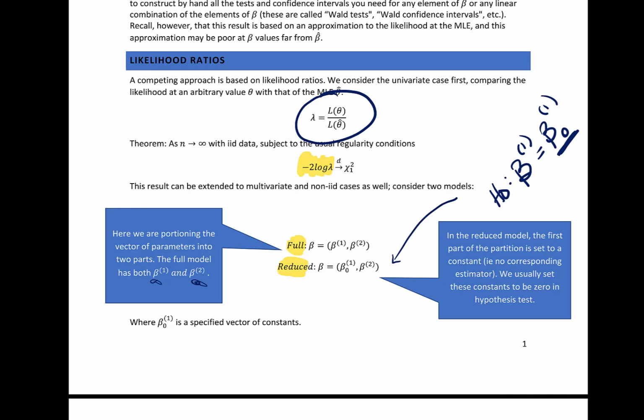0 is the most common one because when we think of hypothesis tests for our coefficients, we usually see beta equal to 0. Now, of course, we don't have to use 0. We could use whatever we want. It's just that 0 is the one that usually makes the most sense.